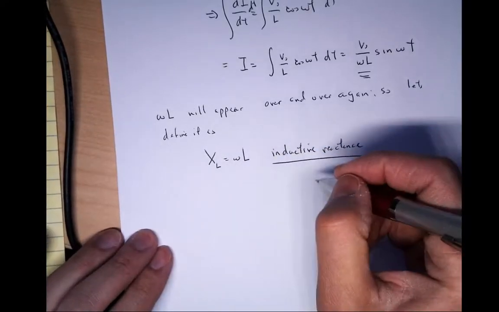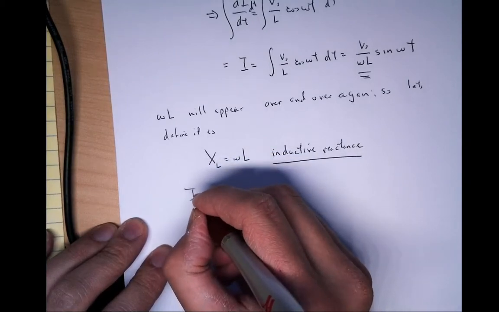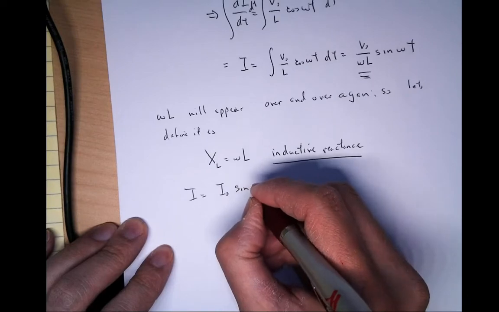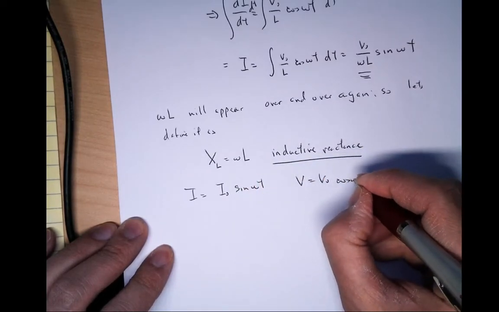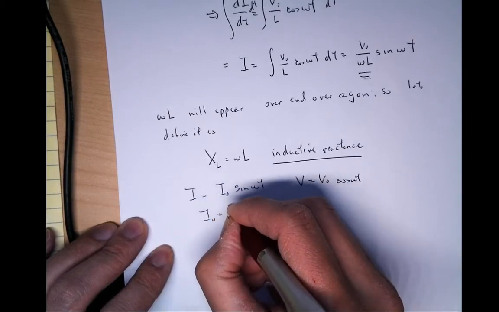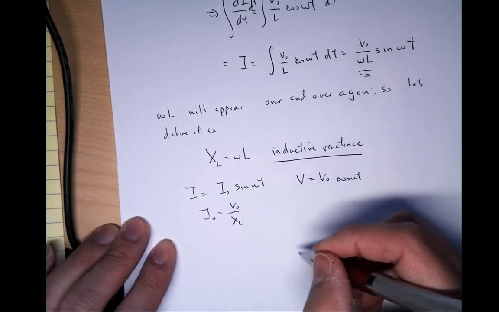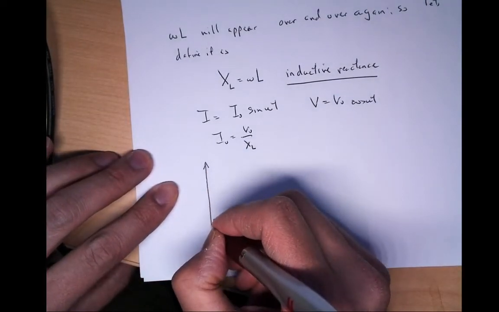Okay, so now let's plot this one up. I is going to be I0 sine omega t. V we determined was V0 cosine omega t, and then I0 is just V0 over X sub L. And we plot that thing up. Get something that looks like this.